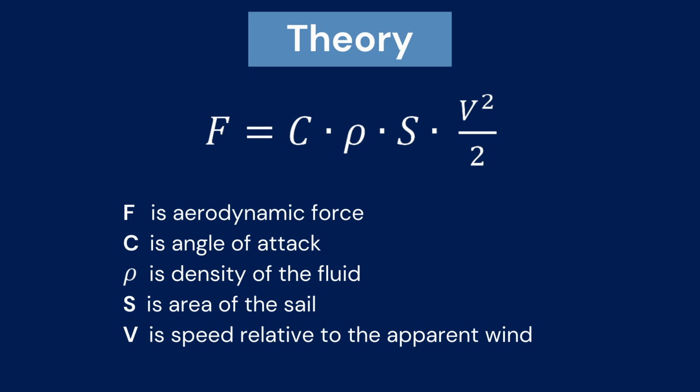To calculate the force produced on the sail, we will use the following formula, where F is an aerodynamic force, C is the coefficient of lift force depending on the angle of attack, ρ is the density of the fluid, in this case air at sea level, S is the area of the sail, and V is the speed relative to the wind, called apparent wind.